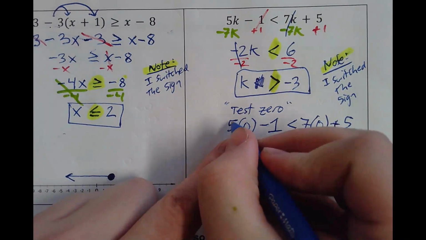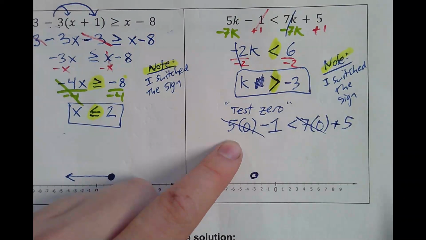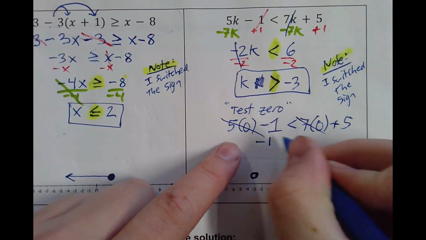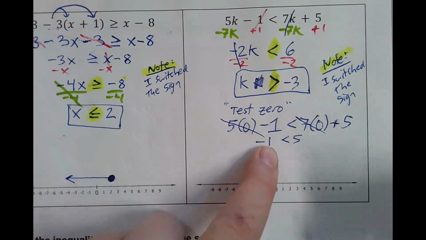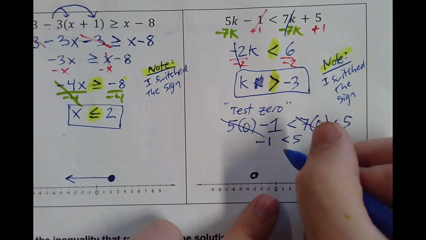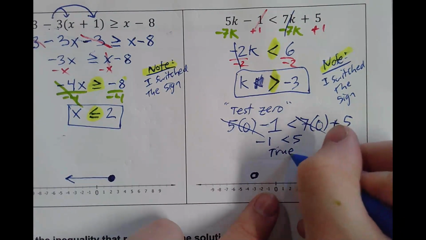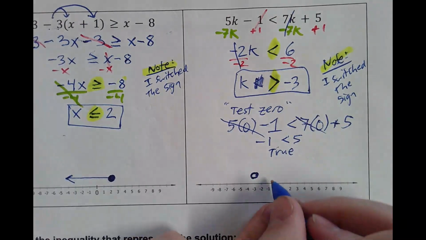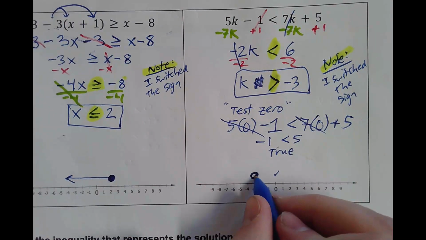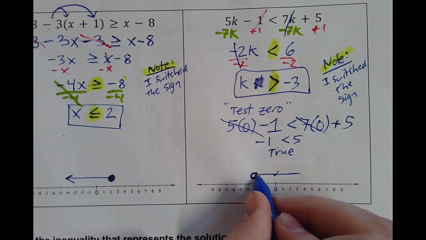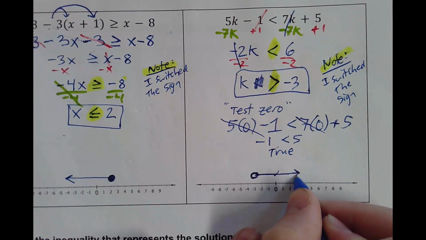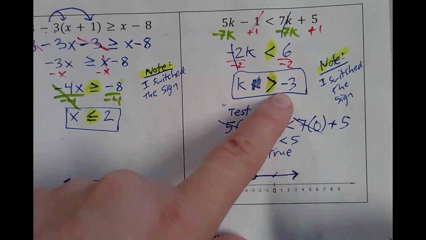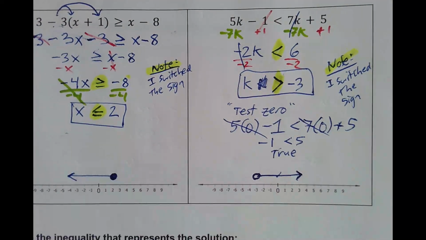Now, 5 times 0, 7 times 0, we know is 0. We get negative 1 is less than 5. Is negative 1 less than 5? That's true. That means 0 is a solution, meaning the arrow must be facing towards 0. So if I did not switch my sign, I would have gotten the wrong answer.